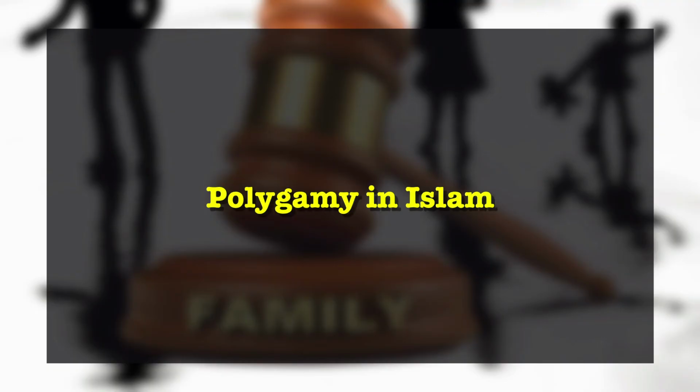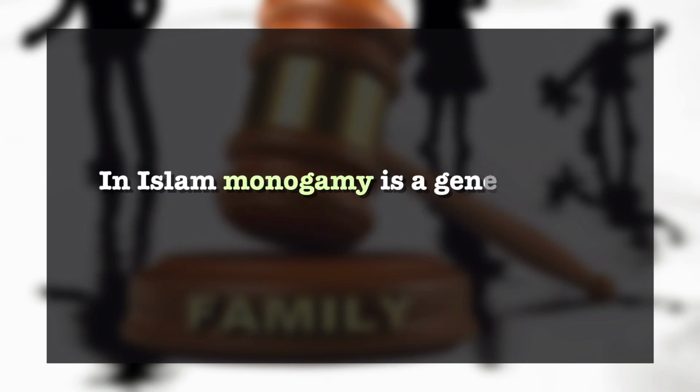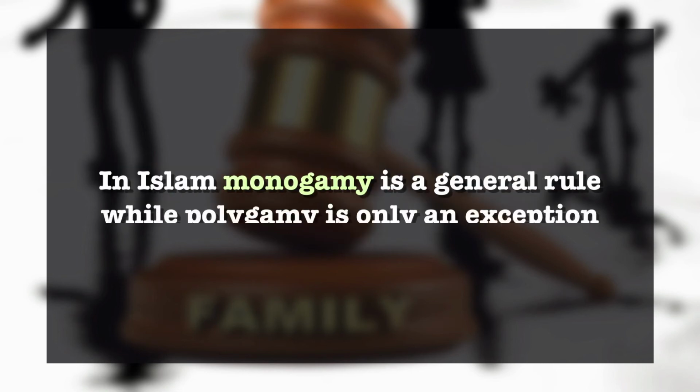Now let's look at polygamy in Islam. It is generally regarded that Muslims are freely allowed by their religion to contract 4 marriages at a time and then generally do so to satisfy their lust. It is submitted that nothing could be more erroneous than this. Neither Islam favors polygamy nor the Muslims prefer polygamous unions. In Islam, monogamy is a general rule while polygamy is only an exception.